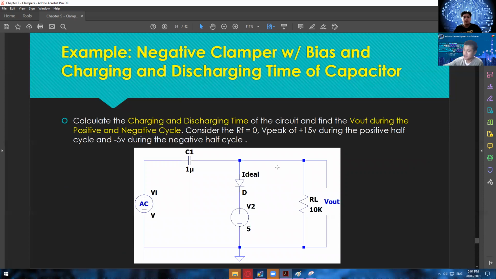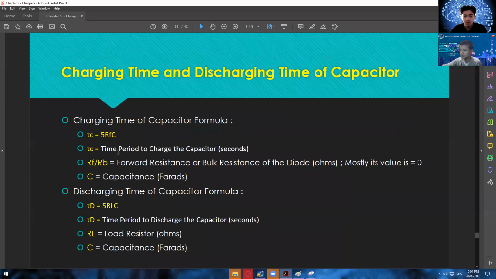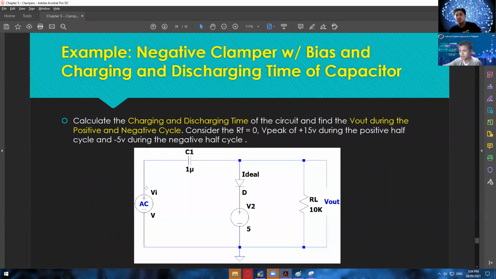So let's have an actual example. This one is a negative clamper with bias and charging and discharging time. This one is the positive bias. In here, we still need to solve the VO, the VM, and the output in negative, so everything still applies. It's just that there is an additional item, which is to calculate the charging and discharging time of the circuit. So you can simply use these formulas right here.